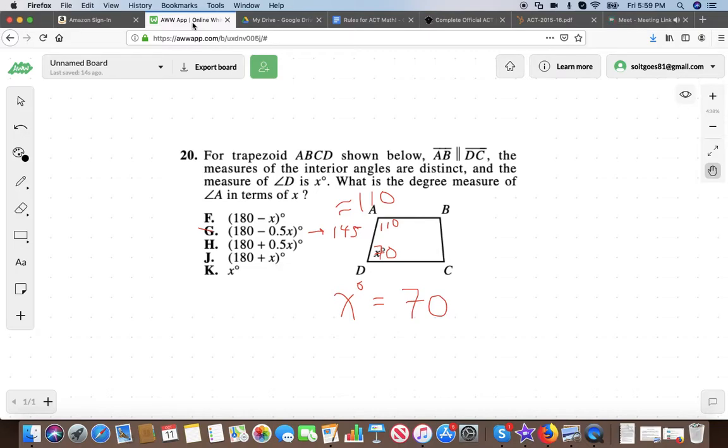Oh my gosh. No, you can't have it. Bigger than 180? That's crazy. Look at J. Come on. K? They're not equal.